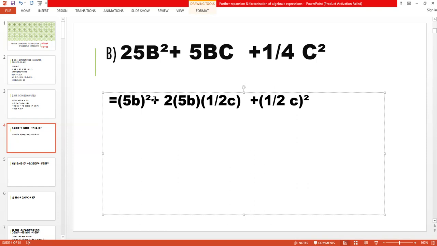ओके, अब इसको चेक कर लो. 2 will cancel with 2 और ये क्या आ जाएगा? 5bc. ये देखिए 5b स्क्वायर प्लस 2 फर्स्ट टर्म, सेकंड टर्म प्लस सेकंड टर्म स्क्वायर. और ये देखिए आप चेक भी कर सकते हैं. 5 5 25 b स्क्वायर. 1 1 1, 2 2 4, c into c, c स्क्वायर. और ये देखिए 2 will cancel with 2, तो ये रिमेनिंग क्या आ जाएगा? 5bc. ये देखिए सेम.